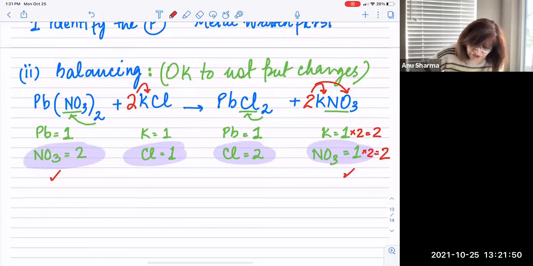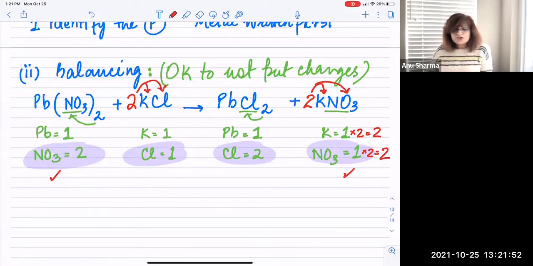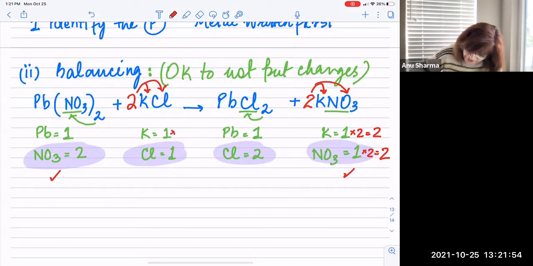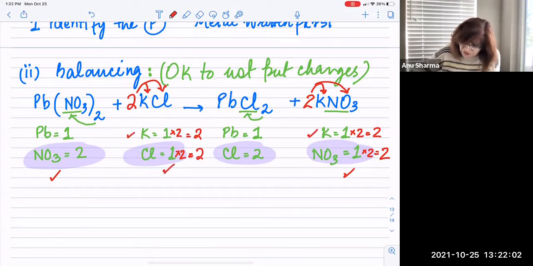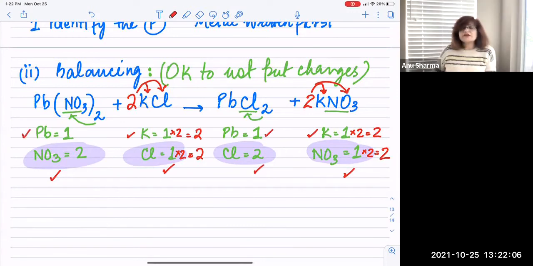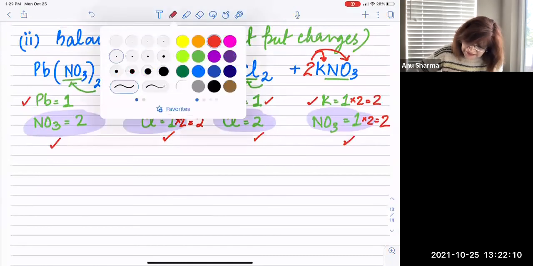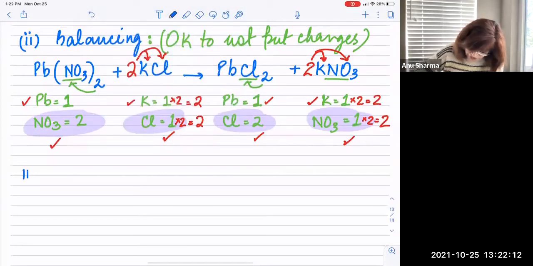This 2 applies to potassium and chlorine. So now we have 2 chlorines and 2 potassiums. Potassium and potassium got balanced. Chlorine is 2 here, chlorine is 2 here, balanced. Lead is 1 here and lead is 1 here, balanced. So first, balance the equation. Next, you are going to identify the solubility.